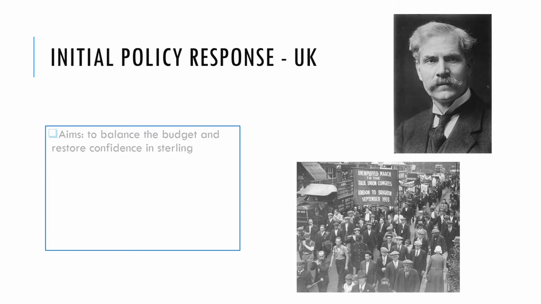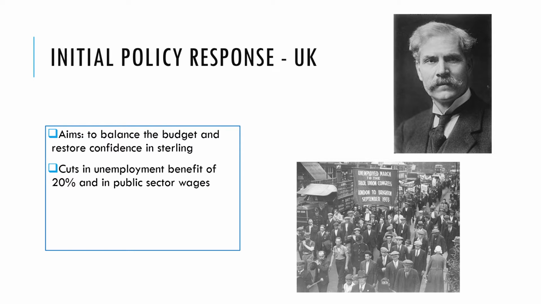In the UK, the initial policy response again was very similar, to try and balance the budget and restore confidence in the currency. To help balance the UK's government's budget, they cut unemployment benefits and public sector wages. And like the USA, they also introduced tariffs on imports, which brought about the risk of retaliation. So overall, these responses were not particularly effective, didn't provide much of a stimulus, and turned these recessions into very long periods of poor economic performance and so depressions.